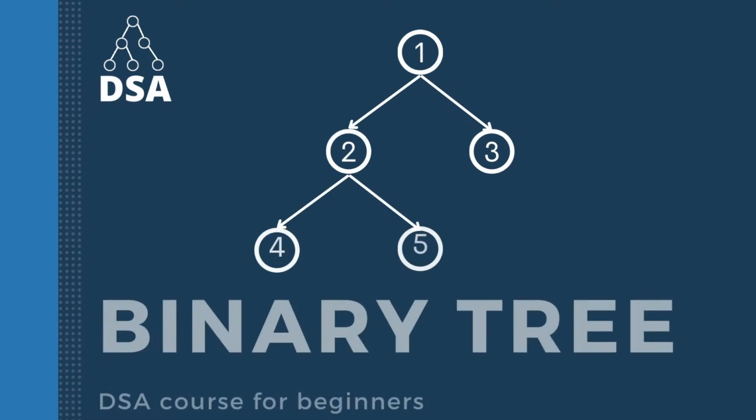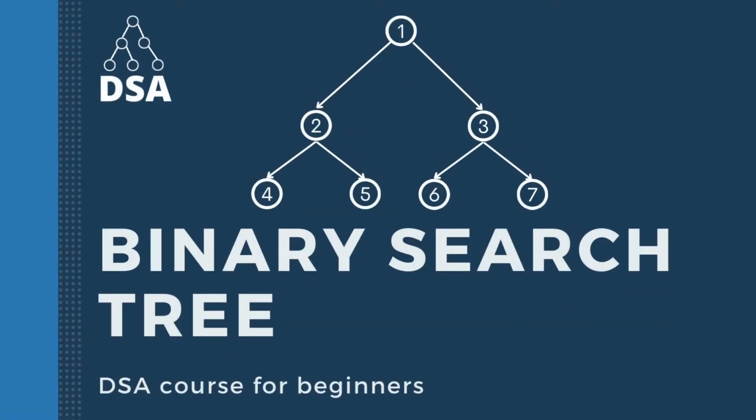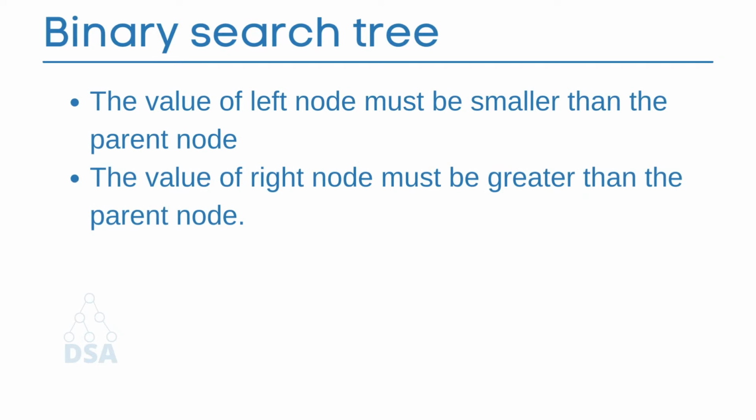In the last video we saw what is a binary tree, and in this video we will discuss the binary search tree. In a binary search tree, the value of the left node must be smaller than the parent node and the value of the right node must be greater than the parent node. This rule is applied recursively to the left and right subtree of the root.